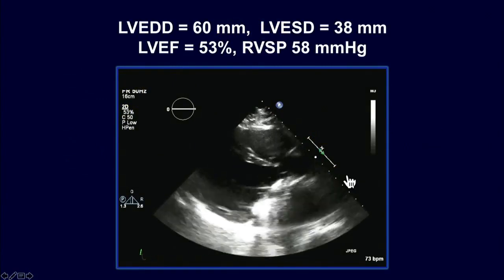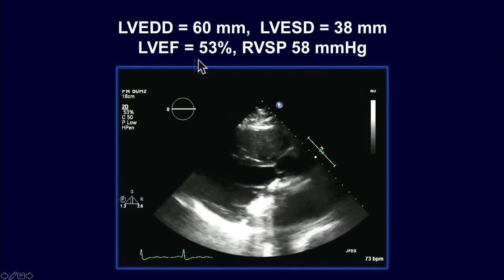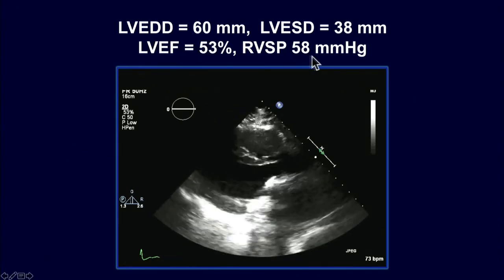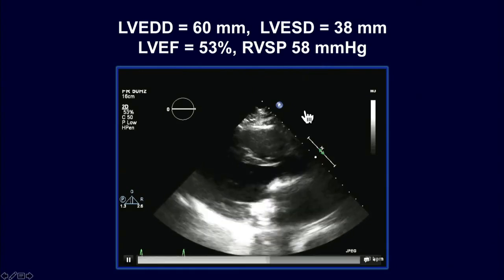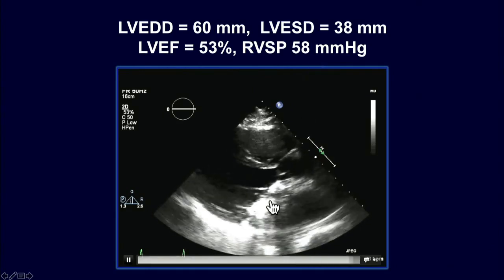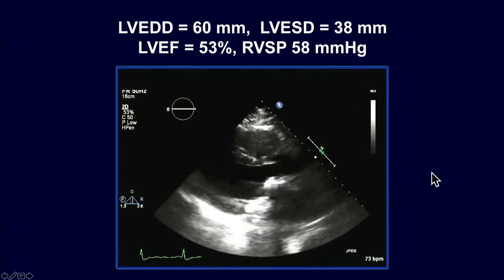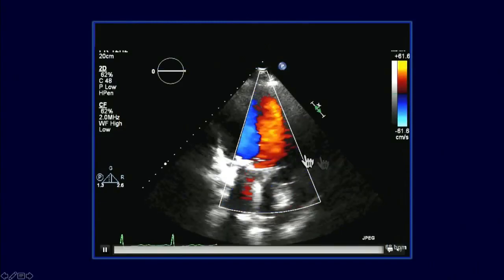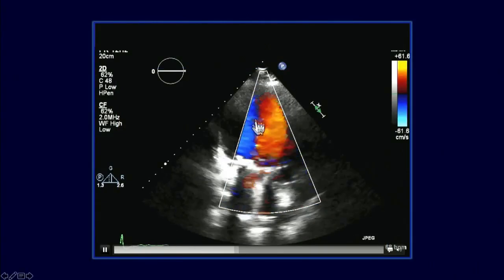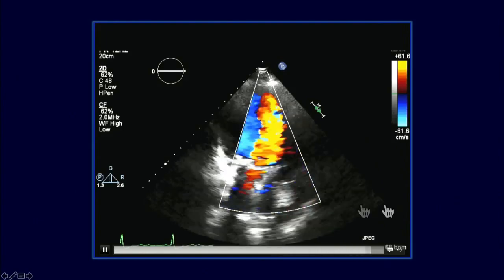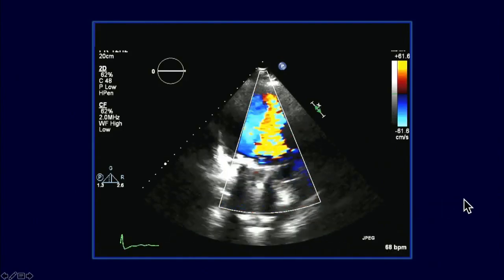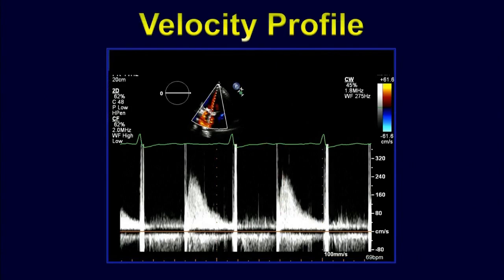Here we see the parasternal long axis view, the chamber dimensions. The LV ejection fraction here is reported at 53% with an RVSP of 58 millimeters of mercury. And we can see here the mitral prosthesis, the occluders appear to be moving reasonably well. Here we see color from the apical view. This is left ventricle, left atrium.